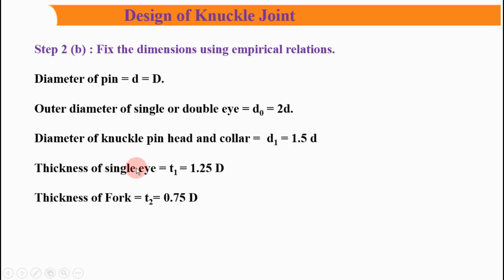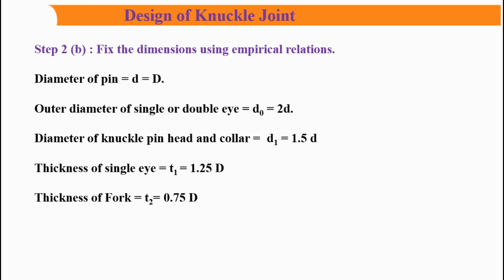Then thickness of single eye. Now how can you calculate the thickness of single eye? Thickness of single eye we can calculate, that is T1 is equal to 1.25 times D, capital D. And thickness of the fork. Now how can we calculate thickness of fork? That is T2 is equal to 0.75 times capital D. So all these empirical relations we need to use to find the various dimensions of knuckle joint.